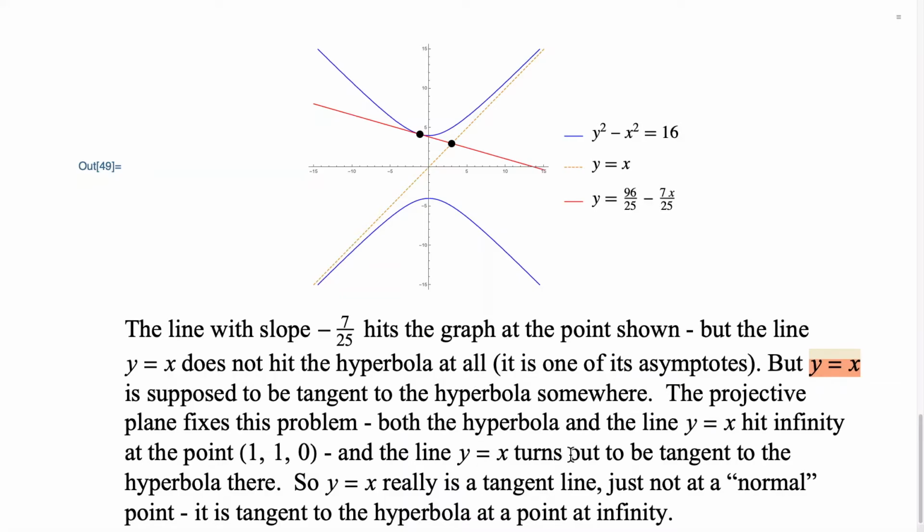It turns out both the hyperbola and the line y equals x hit infinity at the same spot, which is the point 1, 1, 0. And so the line y equals x turns out to be tangent to the hyperbola out at infinity. So y equals x really is a tangent line in the projective plane, just not at one of the normal points. It's tangent to the hyperbola at a point out at infinity.